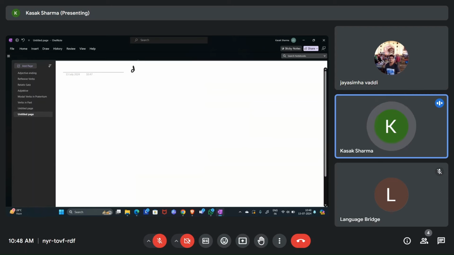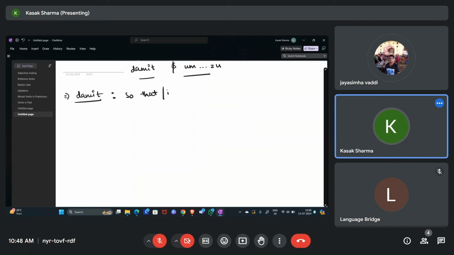Okay, so we have damit and um zu. Basically, damit means "so that" or "in order to." For example, I want to study in order to get good marks in my exam. And um zu also means "in order to."